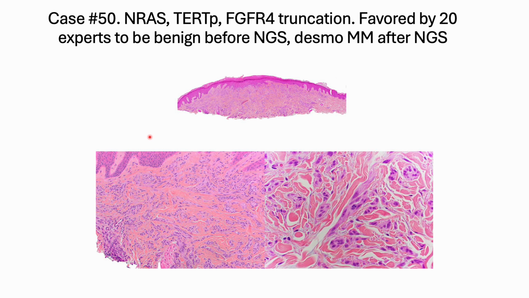And here's another example, a tumour that was favoured by the 20 experts to be benign before NGS, but with the aid of NGS, a diagnosis of desmoplastic melanoma was established. And this case had an NRAS mutation, a TERT promoter mutation, an FGFR4 truncation. Again, rather bland tumour on the H&E, although there are some dermal mitoses and aggregates of these elongated spindle cells.